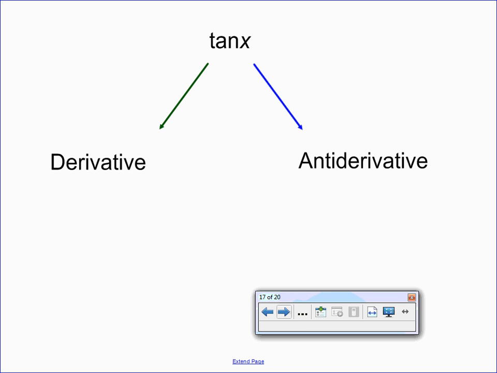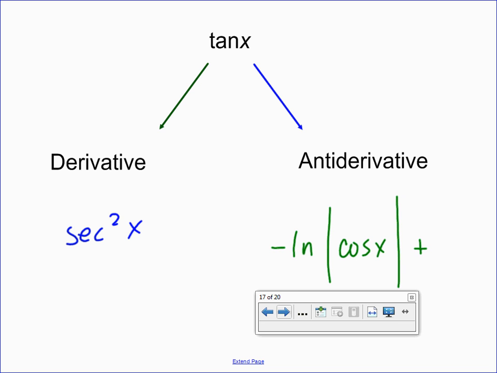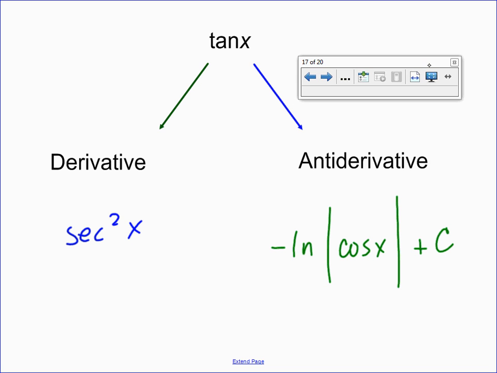Derivative of tangent x. You don't need any more time. Enough talk. Number 22. Secant squared x. Raise your hand if you agree with Hayden. Secant squared x is correct. Good job. Antiderivative for tangent of x. Oh, you've got to have it memorized. Number 3. Negative natural log of absolute value cosine of x plus c. Raise your hand if you agree with Riley.